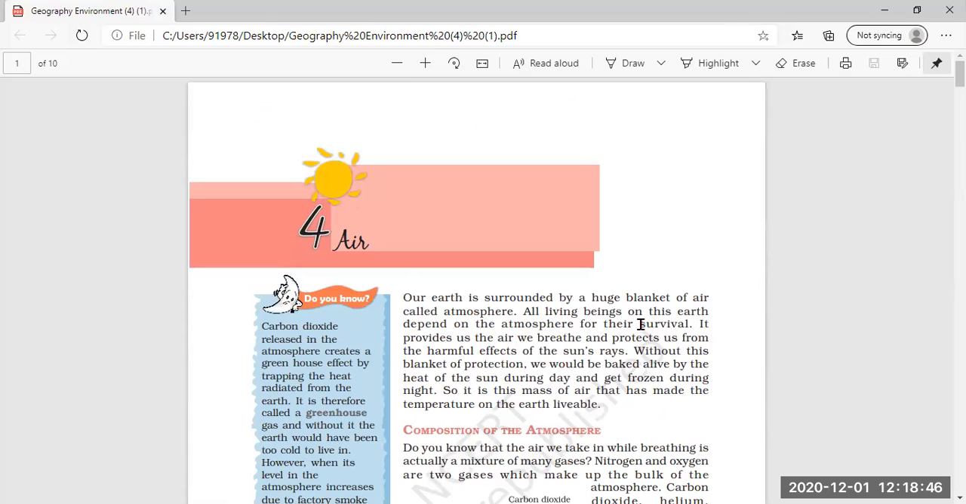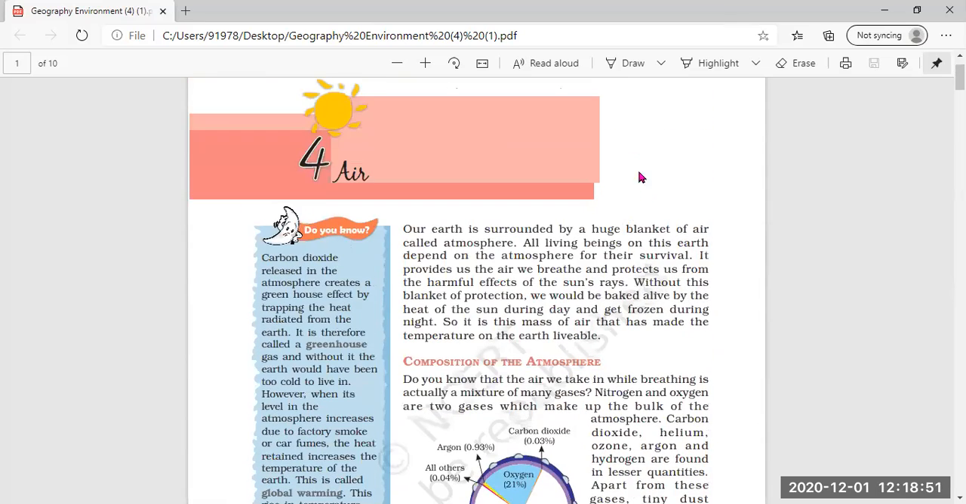Our earth is surrounded by a huge blanket of air called atmosphere. You can underline this now. First and foremost, what is atmosphere? Our earth is surrounded by a huge blanket of air which is called atmosphere. Then all living beings on this earth depend on the atmosphere. As you are all aware, without this atmosphere life is not possible. So all living beings, whether human beings, plant life, or animal life, all the living beings on the earth depend on the atmosphere for their survival.